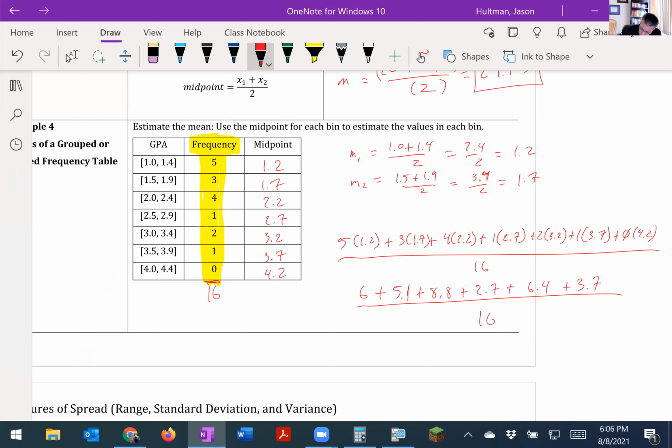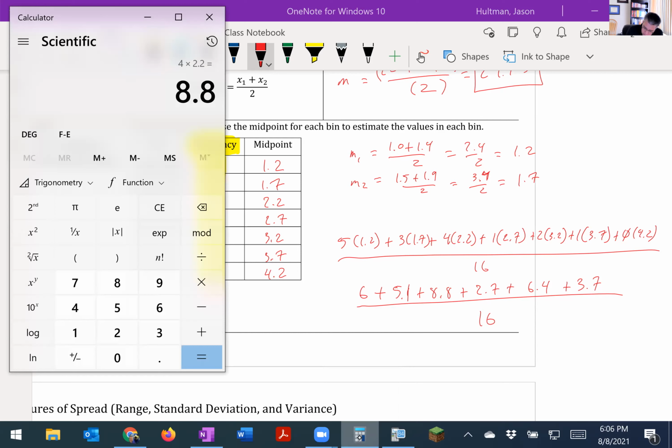Now we're going to do all over 16. And then I'm going to plug this into my calculator. 6 plus 5.1 plus 8.8 plus 2.7 plus 6.4 plus 3.7 equals 32.7. So this is 32.7 over 16.